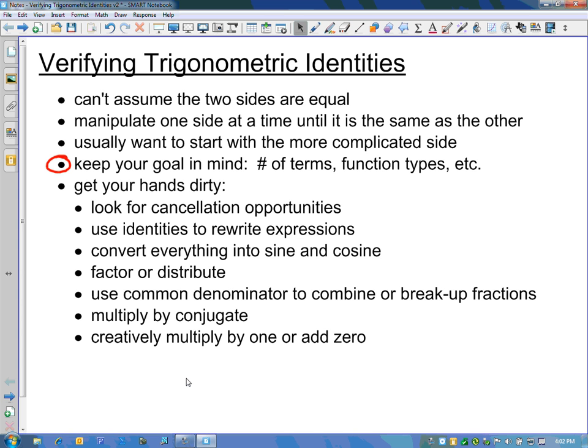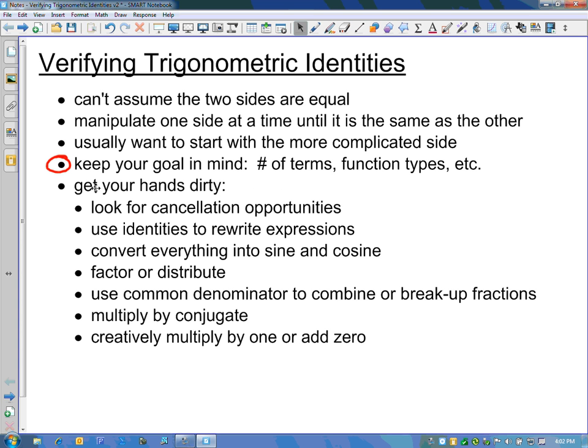Now, the intimidating thing about trig identities initially is students just don't know what to do next. And you can take some of the fear out of it if you realize there's only a finite number of things that you can do in the first place. So if you're aware of your options, then you can start making choices that get you towards your goal. This is the mindset you should have.